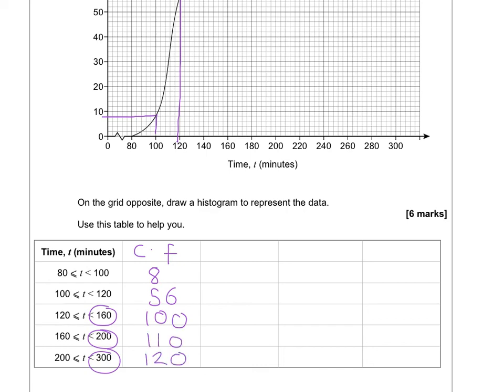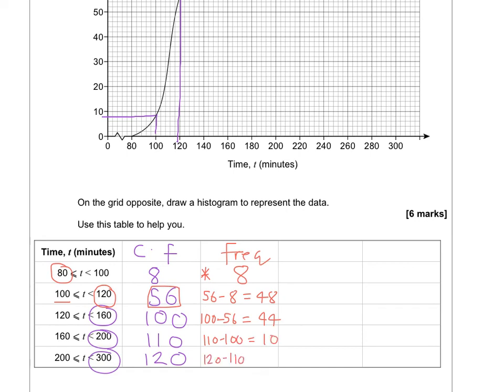What we can then do is work out the frequencies for each of these categories. So from 80 to 100, there were obviously 8 people. Now, the cumulative frequency going up to 120 was 56 people. Now, 8 of those people belonged to the 80 to 100 category. So to work out the frequency of the people in the group 100 to 120, we have to do 56 minus 8, which gives us 48, and so on. For the next group, 100 minus 56, which gives us 44, 110 minus 100, which is 10, and then finally 120 minus 110, which is 10.